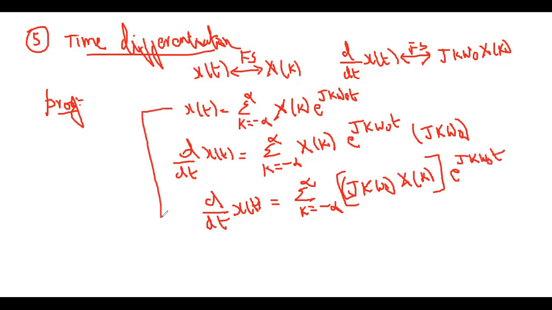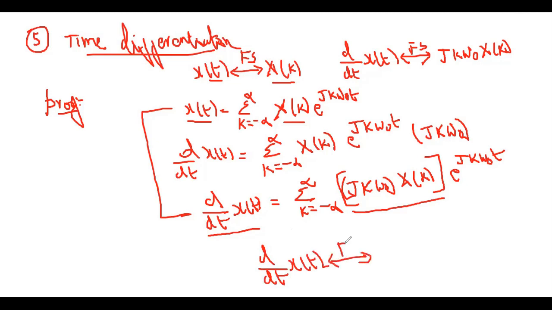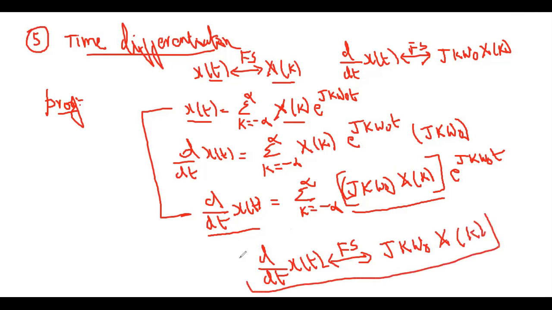Observe the two equations here. x of t is the sum of k equal to minus infinity to infinity of x of k e power jk omega naught t; x of t is the input time domain function. Now for the time domain function, the derivative d by dt of x of t, what is the frequency domain function? It is jk omega naught into x of k. After applying the derivative to the time domain function x of t, the coefficient x of k is multiplied by jk omega naught. Therefore, d by dt of x of t is a Fourier series pair of jk omega naught x of k, not the Fourier transform, sorry. That is the proof, students. By observing these two equations, when x of t is differentiated, its coefficient x of k is multiplied by jk omega naught. Got it?